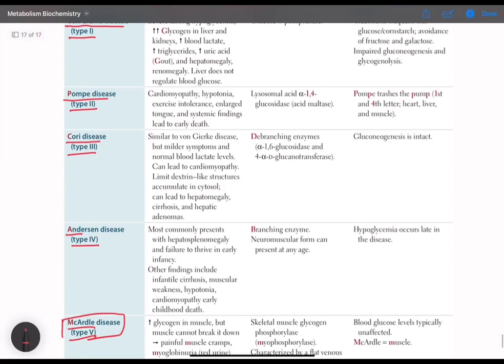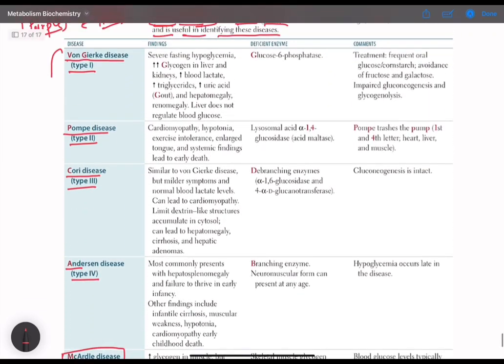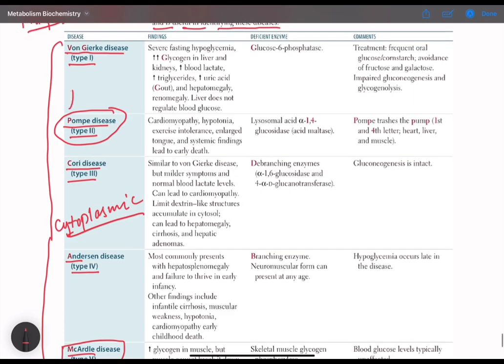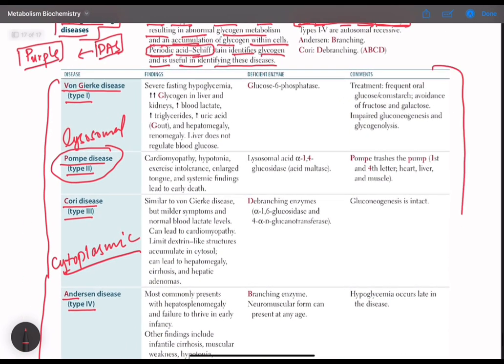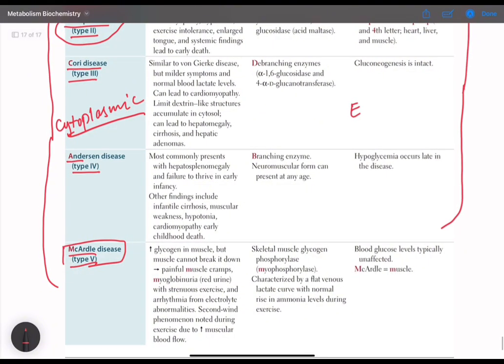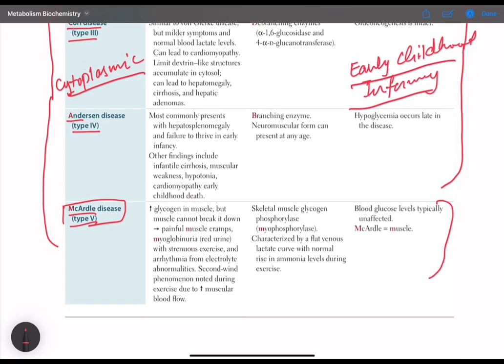All the diseases are cytoplasmic diseases, or in which cytoplasm is affected, except Pompe disease, which is lysosomal. And another thing, all diseases present in early childhood or infancy, except McArdle disease, which presents in adolescence or adulthood.